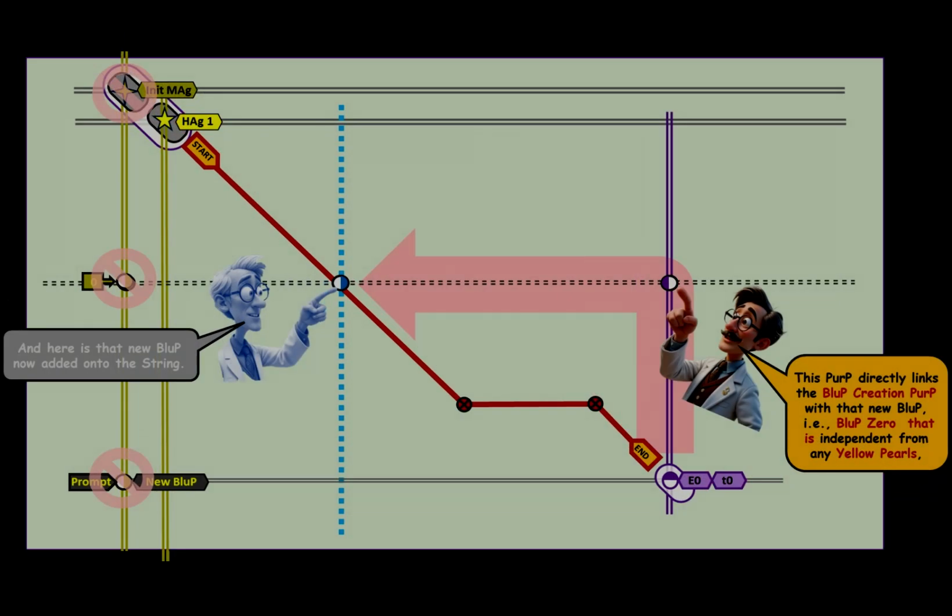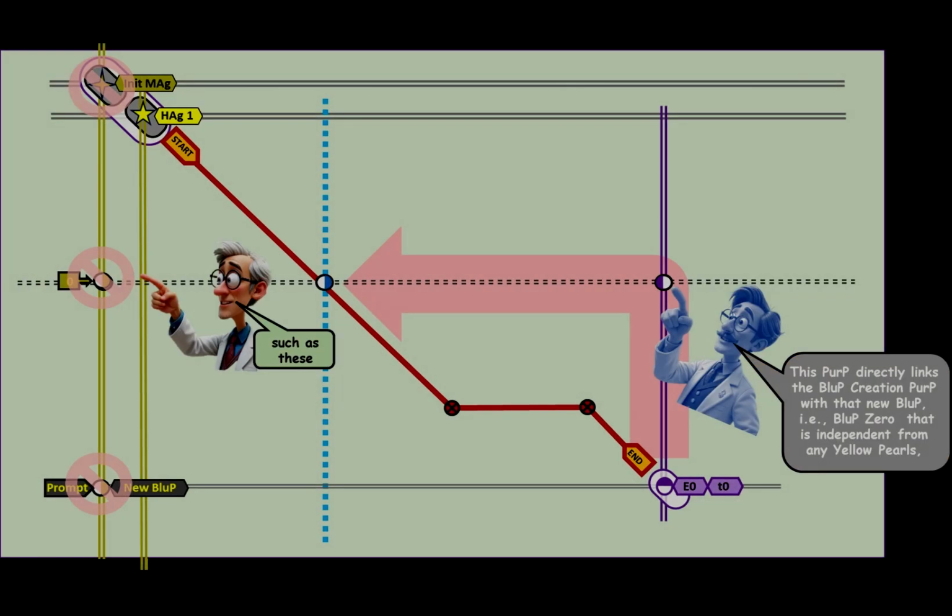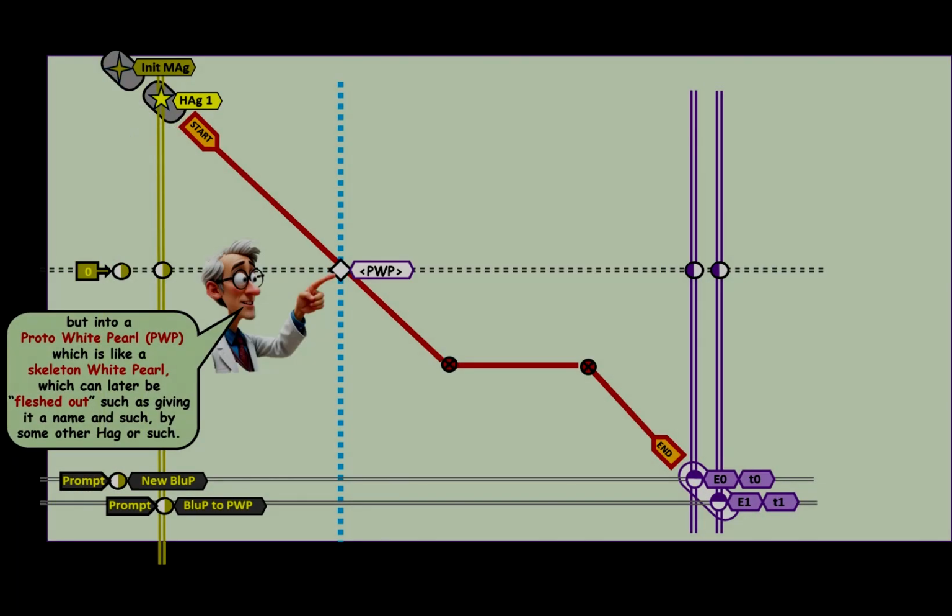This purple pearl directly links the blue pearl creation event, PERP, with that blue pearl, that is, bloop 0, that is independent from any yellow pearls, such as these. But into a proto-white pearl, PWP, which is like a skeleton white pearl, which can later be fleshed out, such as giving it a name by some other HAG, or the like.